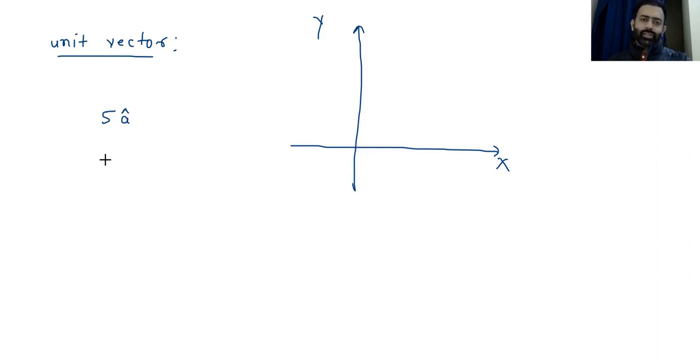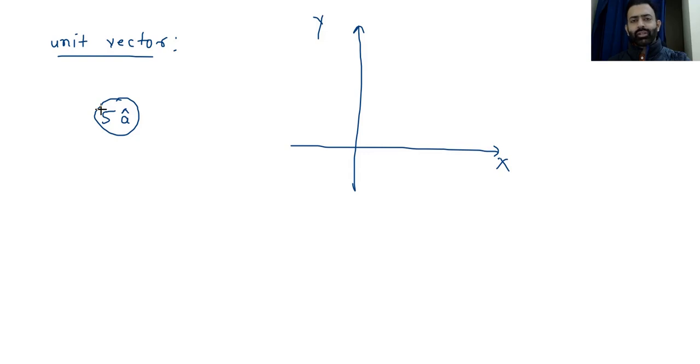Okay, and the direction of that 5a cap, for example, of this scalar quantity, now becomes the direction of this vector, now becomes the direction of this whole vector 5a cap. So basically a unit vector is a vector which we use to multiply with certain scalar quantities to make them vector quantities, and their magnitude always remains 1. That's why the name is unit vector.